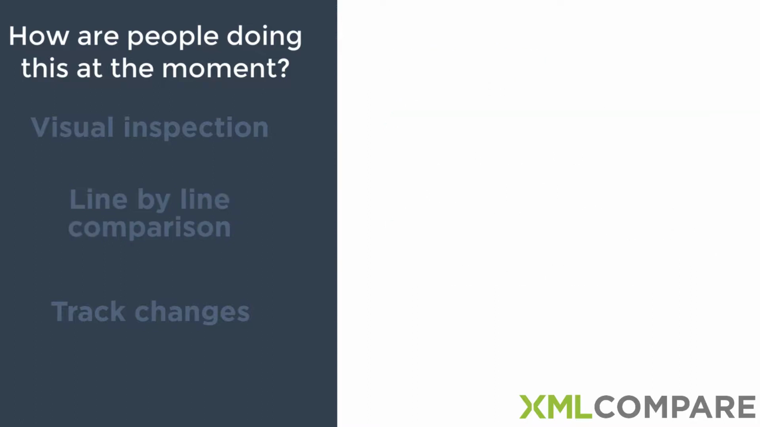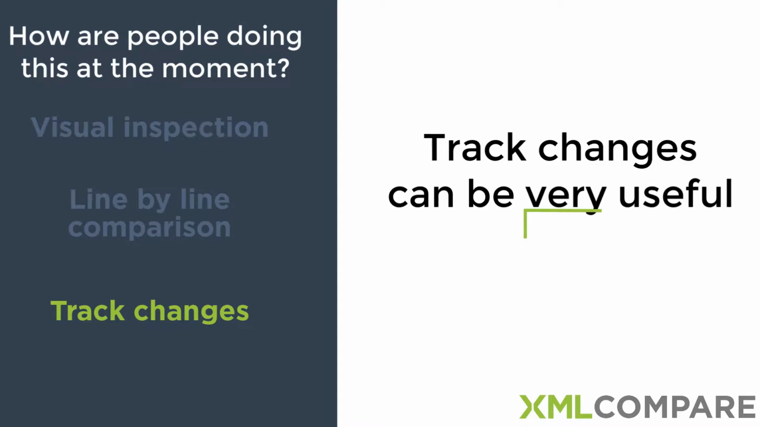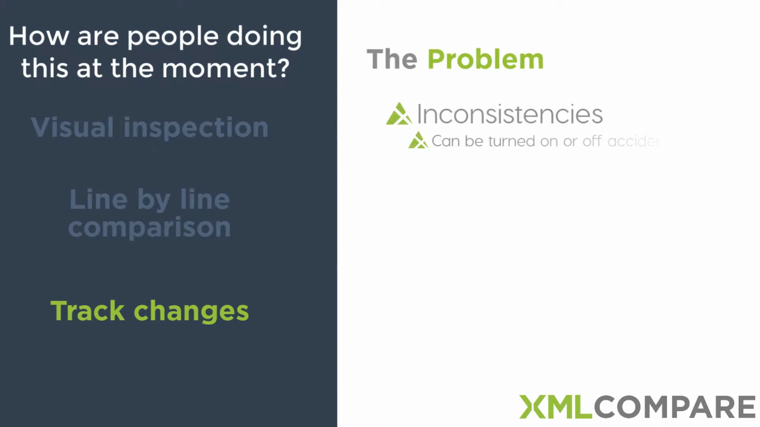So another tool that people often use is track changes. If you're using an XML authoring tool that contains a way of tracking changes, that can actually be very useful for highlighting where a document changes and viewing those changes in the review process. We're not saying that those shouldn't be used, they're very useful. But one of the problems is that you may find that there are inconsistencies. Those sort of tools can be turned on and off by the editor. If an editor or author forgets to turn the change tracking on, then you're not going to get that recorded.